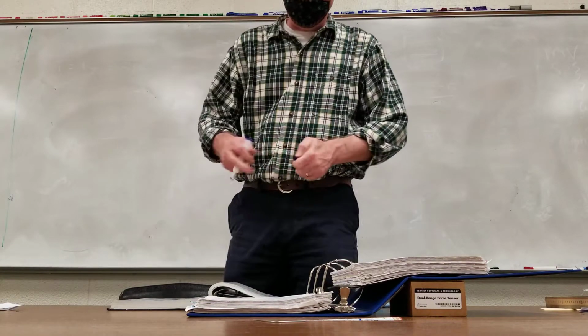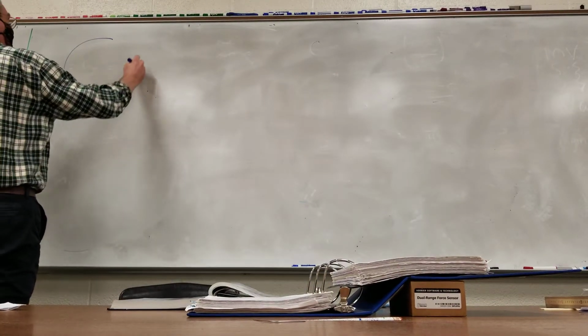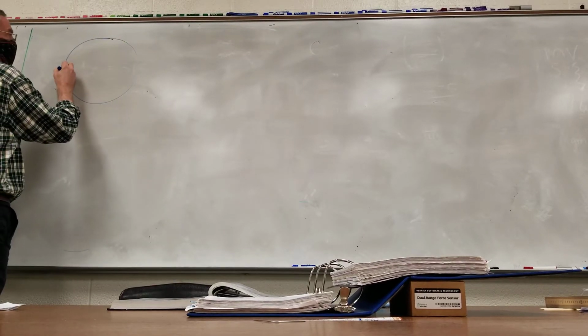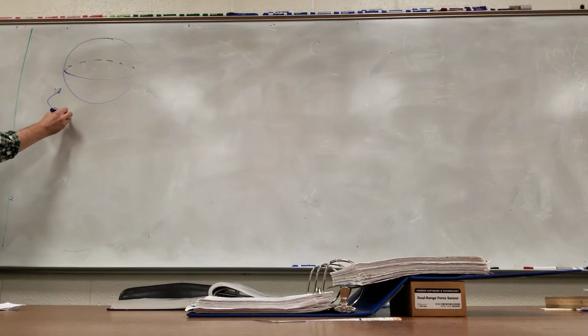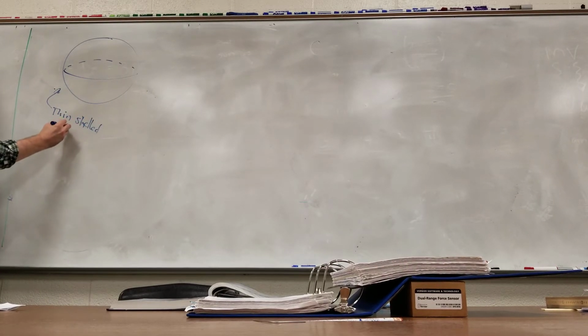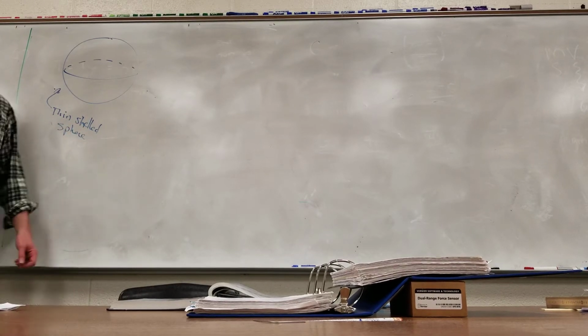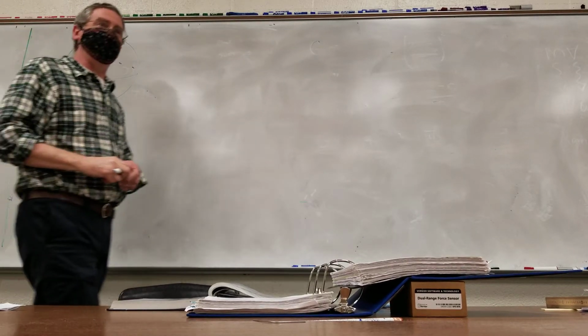All right, so what we're going to do is we're going to take a thin-shelled sphere. So we have mass all along this outer border here, and it's basically empty. It's a hollow planet.